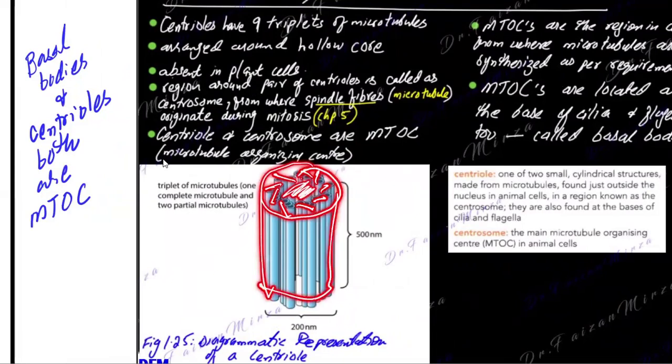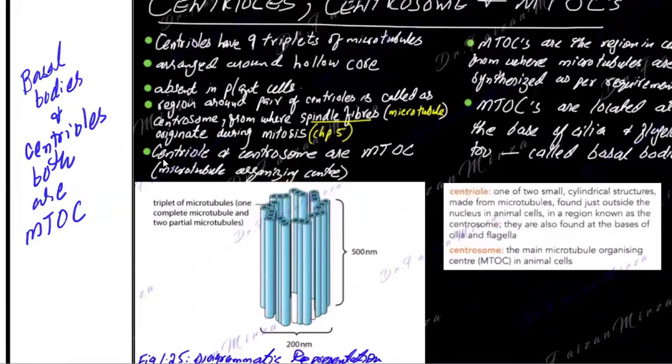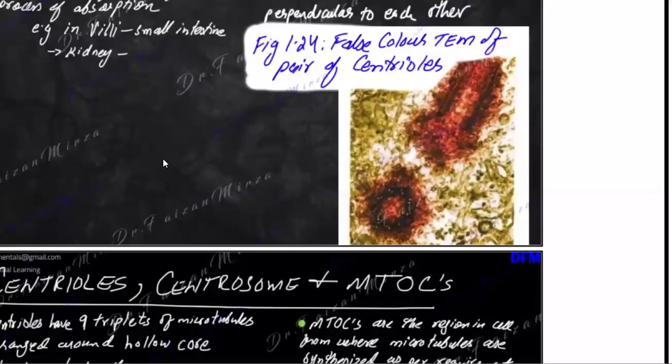The other cylinder of the centriole will also be of the same sort. So there are two centrioles present in the animal cell. So this is what this structure looks like.